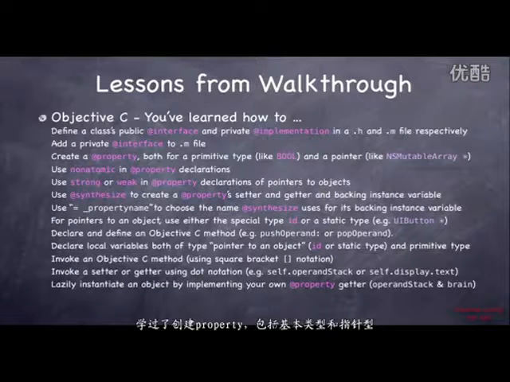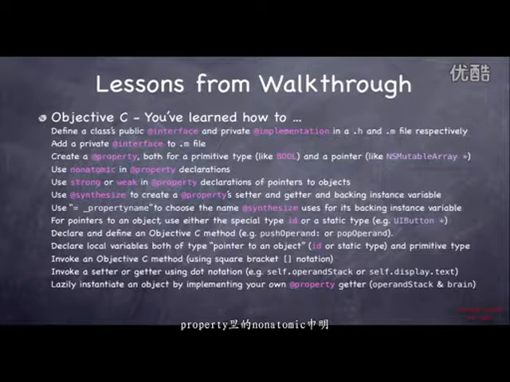You learned how to create properties in general, right? Both properties for primitive types, like userIsInTheMiddleOfEnteringANumber, which was a bool, and also properties that are pointers. Pointers to an object like the operand stack, that was an NSMutableArray star, a pointer to an NSMutableArray instance. You learned that you're supposed to put nonatomic in all your property declarations.